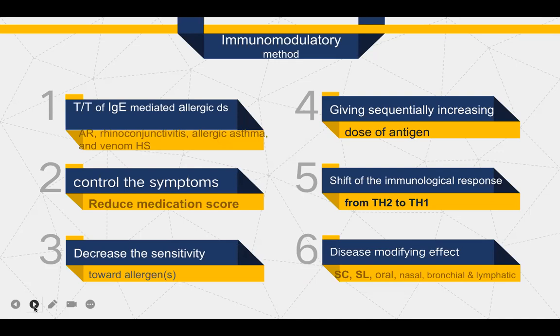How does it act? It decreases the sensitivity to the allergens. So we have to give it in sequentially increasing doses of antigen. And the basic mechanism: by virtue of this allergen immunotherapy, there will be a shift of the immunological response from Th2 to Th1. So this has a disease modifying effect.